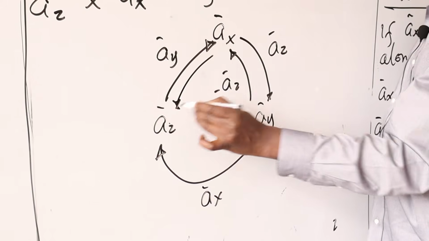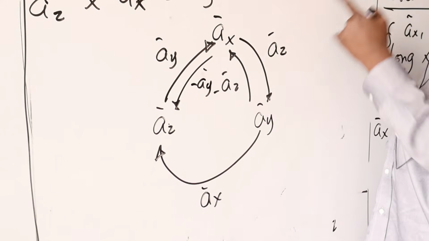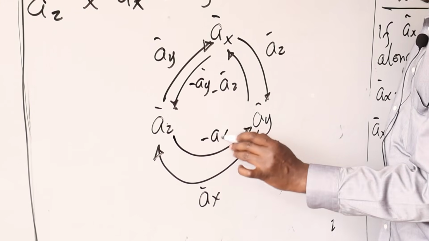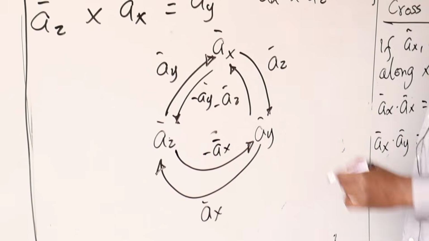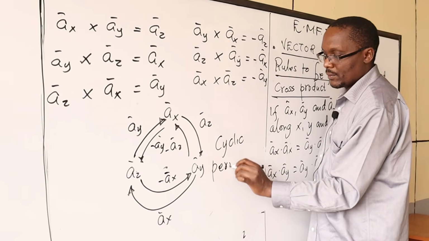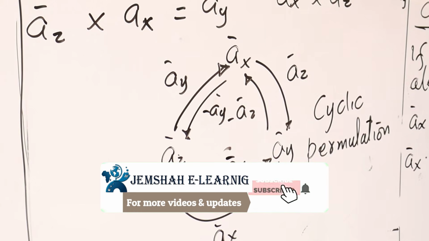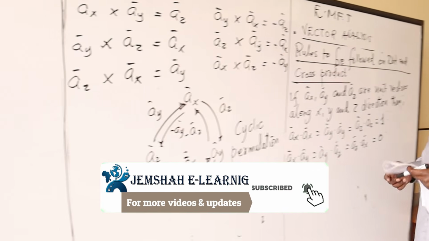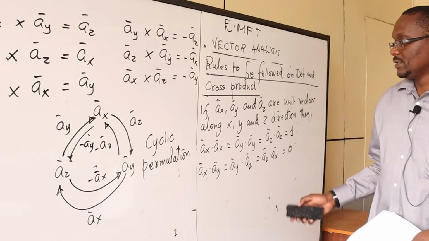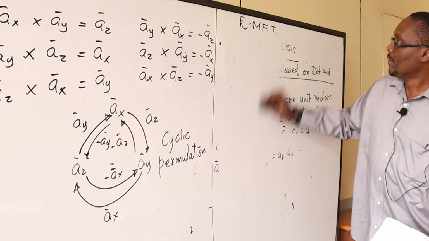Now, if we change the direction, in the opposite direction, we get the negative values. AX cross AZ will give us negative AY. If we go AZ cross AY, then we get negative AX. Put a bar on top to show that it's a unit vector. We normally call this the cyclic permutation method. These are the rules to be followed when applying dot and cross product methods.